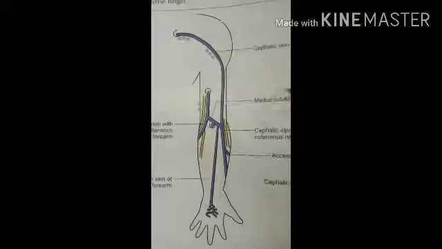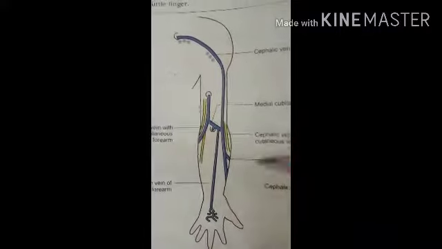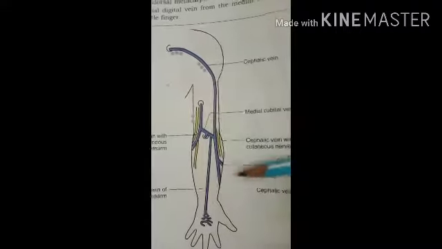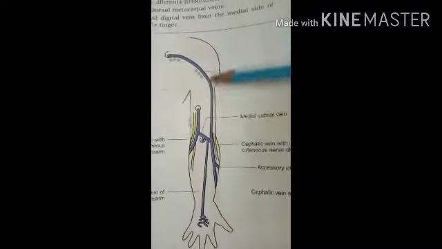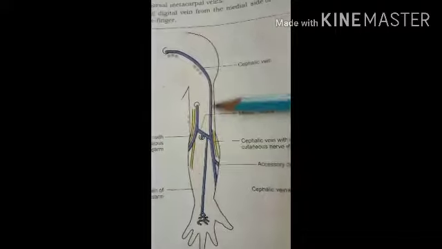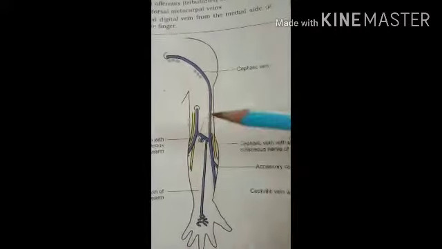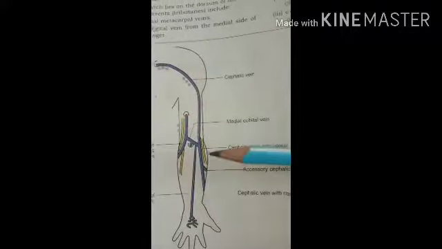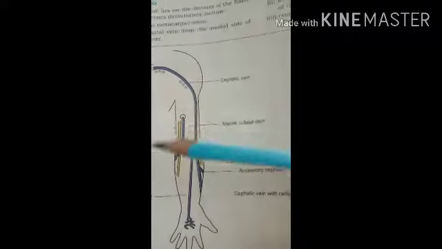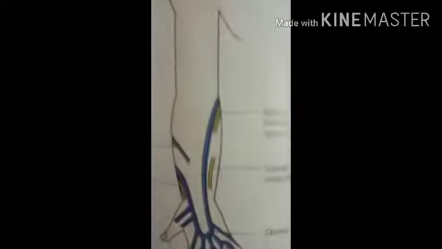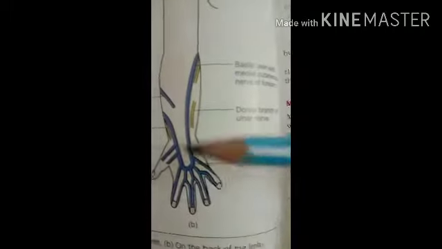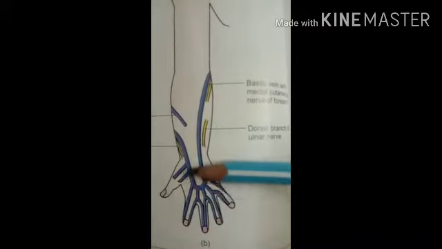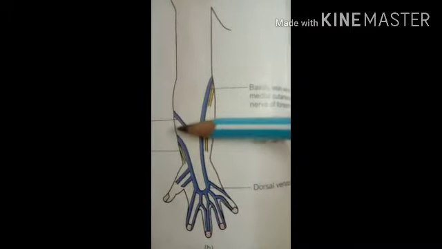So let's start the superficial veins of the upper limb. First it is the cephalic vein. Here you can see the cephalic vein. The origin of the cephalic vein is that it begins as the continuation of the lateral end of the dorsal venous arch. In this diagram you can see the dorsal venous arch, and it starts from the lateral end of the dorsal venous arch.